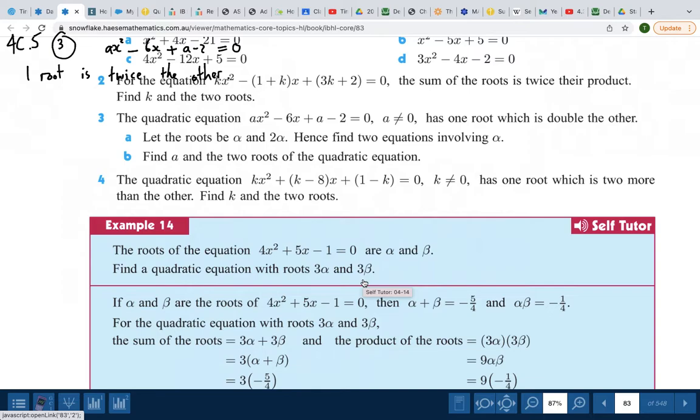These questions are a bit trickier. I'm going to do question 3. So the quadratic equation is ax squared minus 6x plus a minus 2. All right. And I've written that up the top. One root is double the other. Now they give you the hint here. They tell you how to write out the roots as alpha and 2 alpha. But that should be obvious if one root is double the other, right? Find a and the 2 roots. Okay.